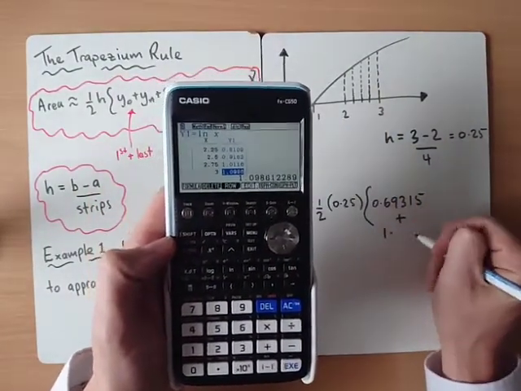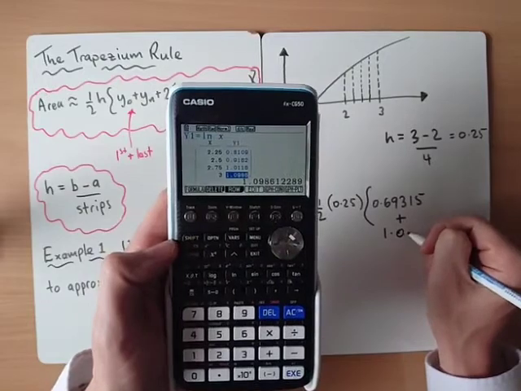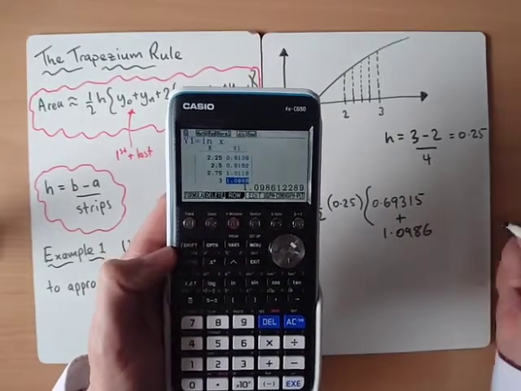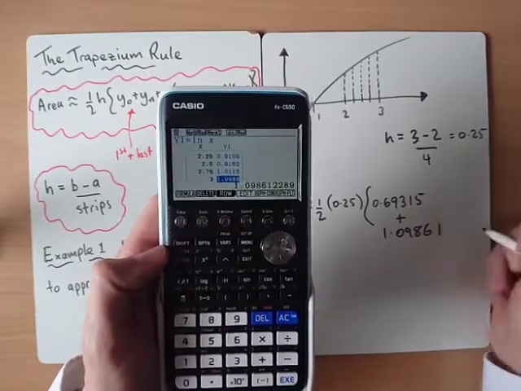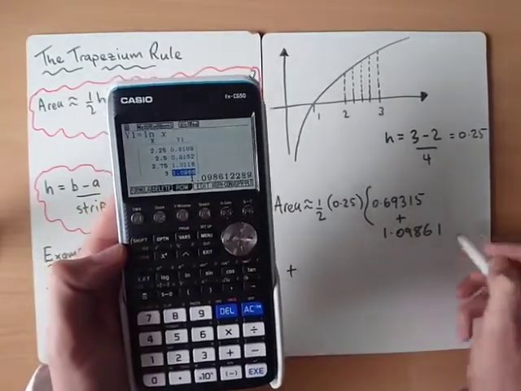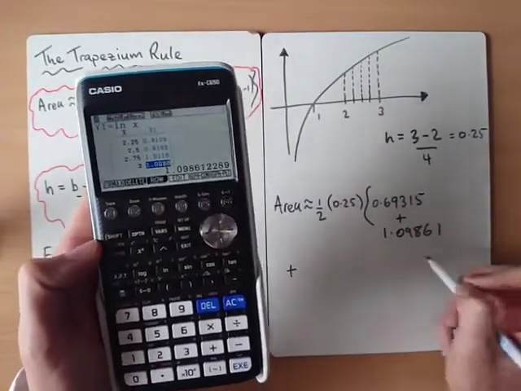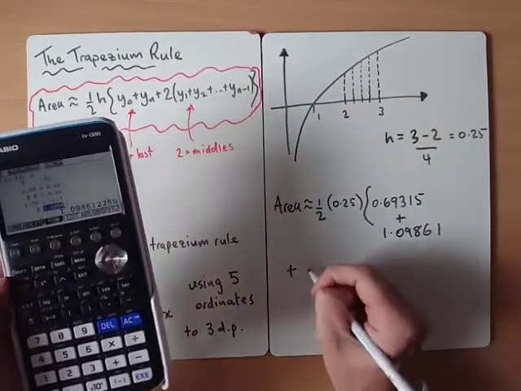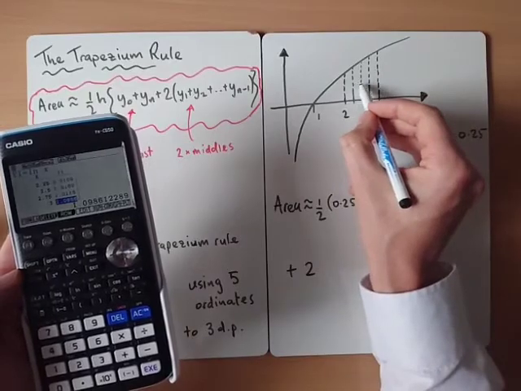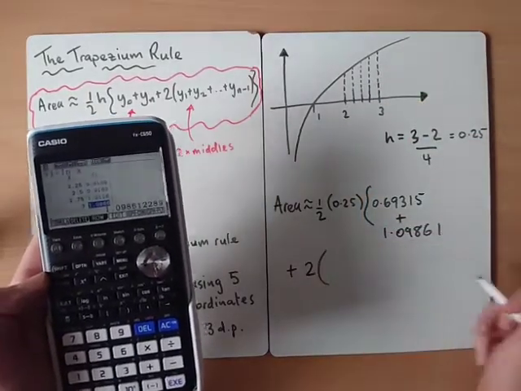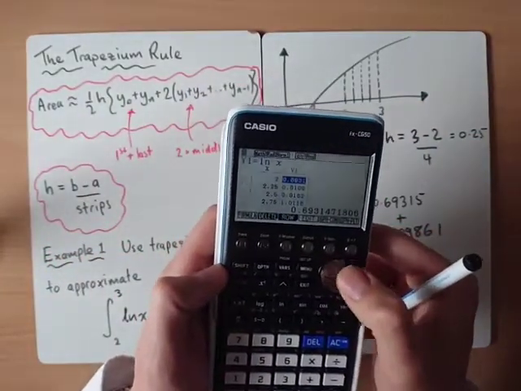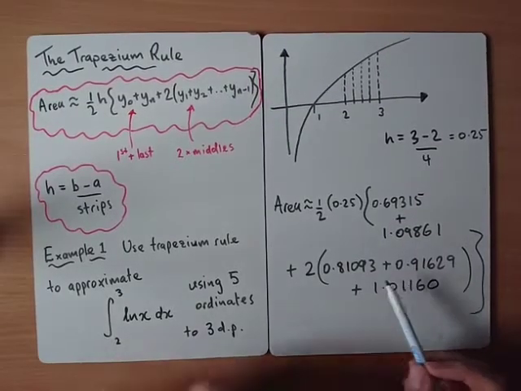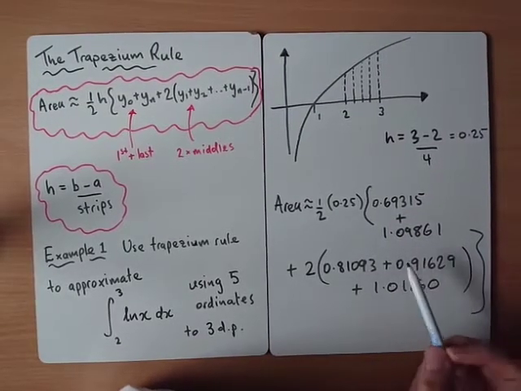Plus, so you add your first and your last y values together. So that'd be 1.09861, and then plus. So this is all in a bracket. Apologies, I can't fit this on very neatly. You multiply the middle y values by 2, because they've counted for like 2 of our trapeziums. So it'll be 2 lots of. Okay, that's what we get. So these are the middle y values.